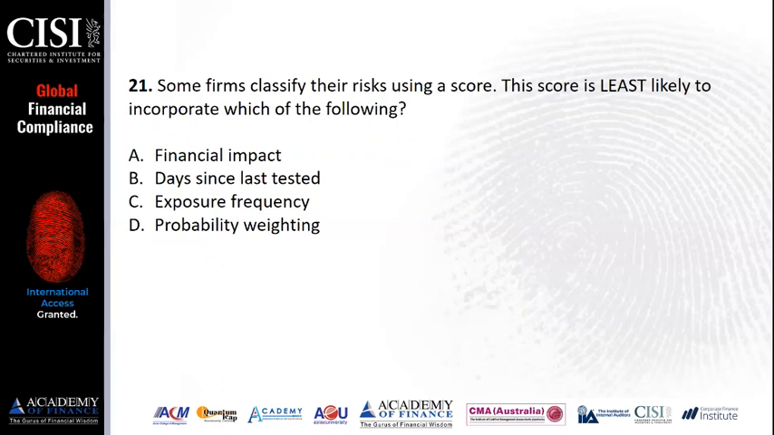Sorry, the correct answer was answer D for the previous one. Some firms classify their risks using a score. This score is least likely to incorporate which of the following? Answer is answer B, days since last tested, because we spoke about this compliance monitoring program and how it's done: financial impact, exposure frequency, and probability. So days since last tested is not one of them.